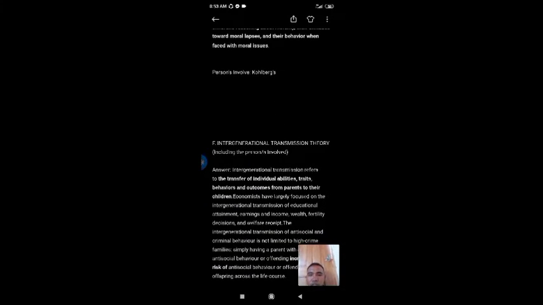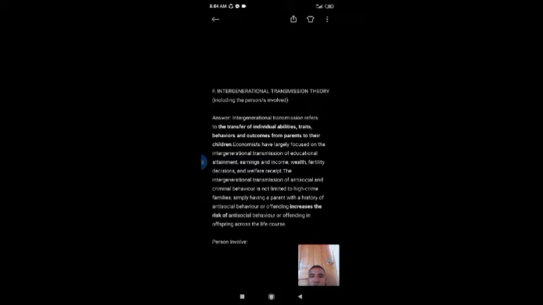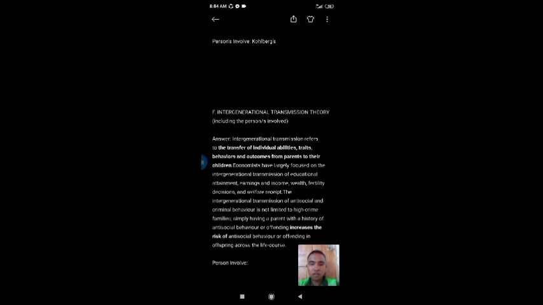So, intergenerational transmission theory. Intergenerational transmission refers to the transfer of individuals' abilities, traits, behaviors, and outcomes from parents to their children. Economists have largely focused on how intergenerational transmission of educational attainment, earnings and income, wealth, fertility, decision, and welfare receipt.